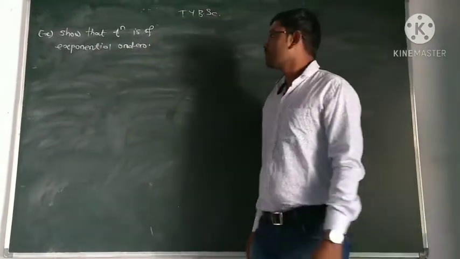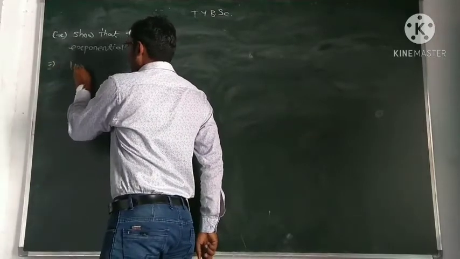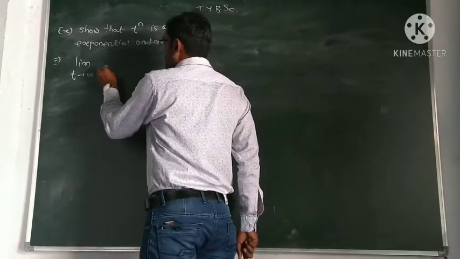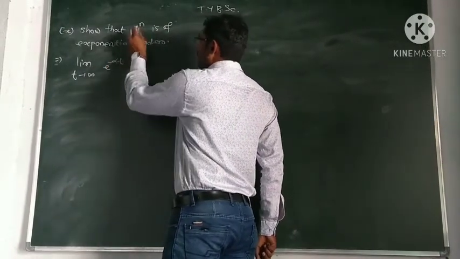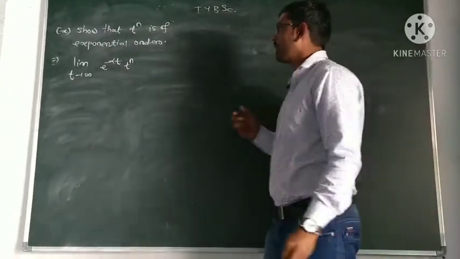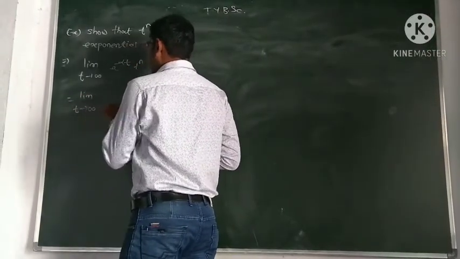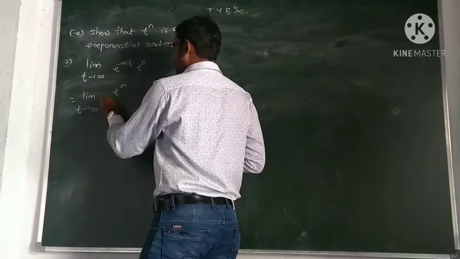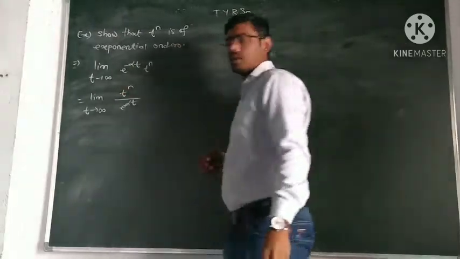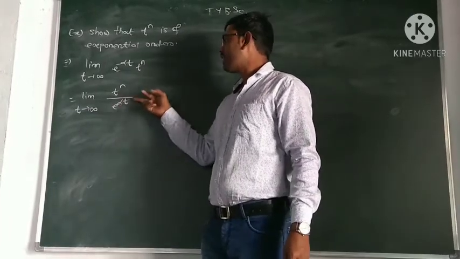Okay. So to show a function is of exponential order, we have to show that the limit as t tends to infinity of e raised to power minus alpha t into the function, t raised to power n, must be equal to some finite number. Now this is equal to limit t tends to infinity of t raised to power n as it is, e raised to power minus alpha t means 1 upon e raised to power alpha t. Okay. Now as t tends to infinity, t raised to power n also tends to infinity, and e raised to power alpha t also tends to infinity.